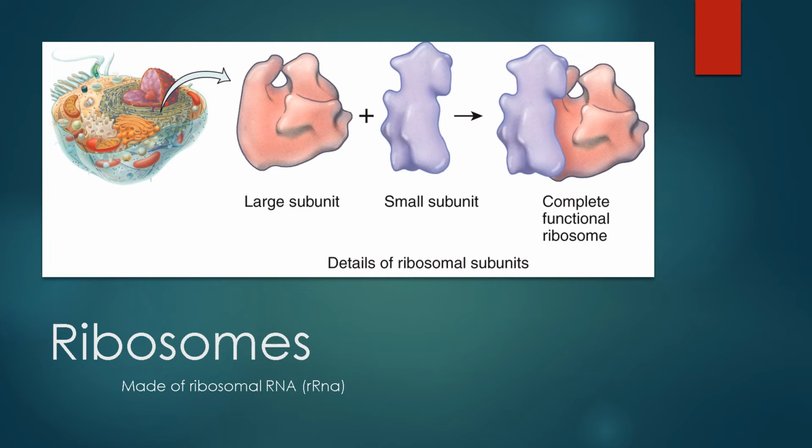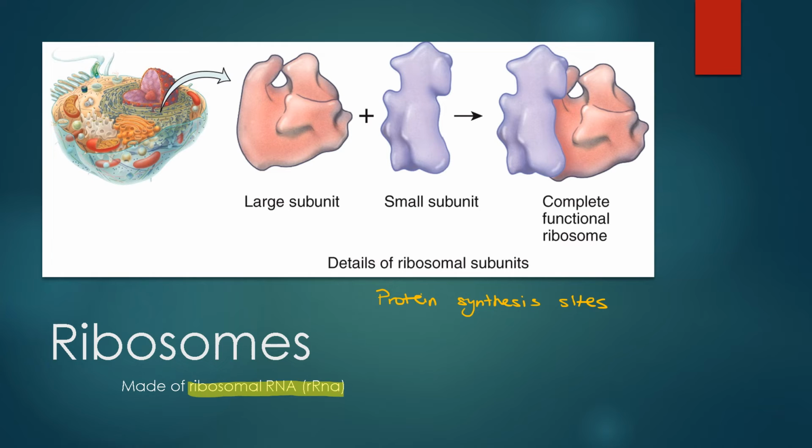Next, we have ribosomes. These are the sites of protein synthesis. Their name reflects their high content of one type of ribonucleic acid, which is called ribosomal RNA, or rRNA. But each one of these ribosomes also includes more than 50 proteins. So it's made up of rRNA and also a lot of proteins.